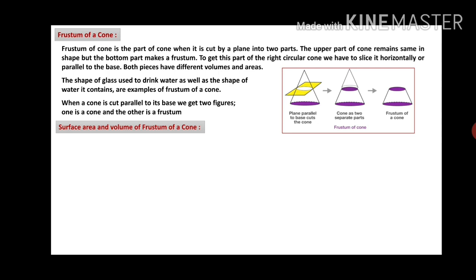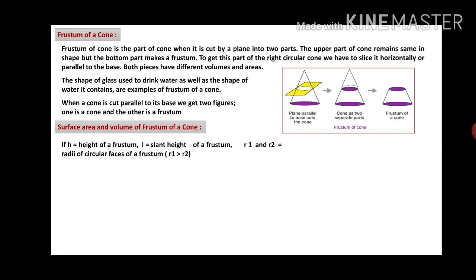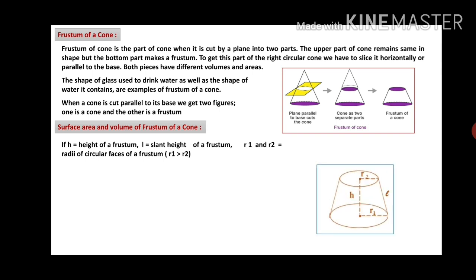Surface area and volume of a frustum of a cone. If h is the height of the frustum, L is the slant height of the frustum, and R1 and R2 are the radii of the circular faces of the frustum, where R1 is greater than R2. In the adjoining figure, you can see the specifications.